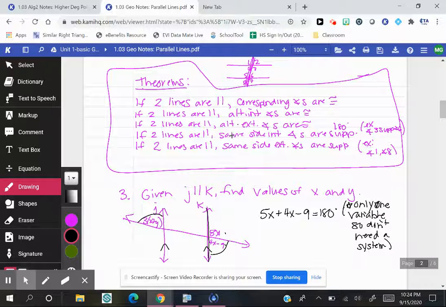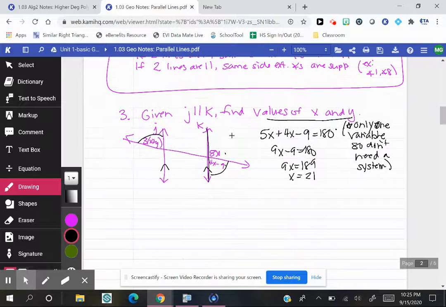Now just combine your like terms. We get 9x minus 9 equals 180. 9x equals 189. X equals 21. Did I answer the question? Well, I answered part of it. I got X. I still need to find Y. So to find Y, I need an equation because right now I don't have any equation that has Y in it. So I need an equation with Y.